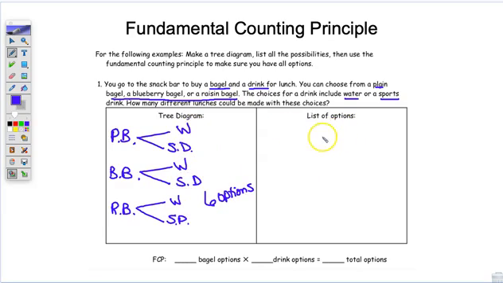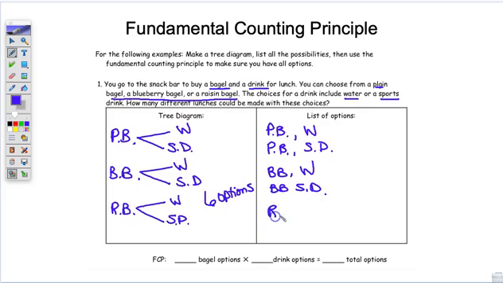Now if we want to list all of them out using words, you can do that. I'm still going to use PB for plain bagel and W for water. There's one choice. And I'm simply reading along my branches. So if I go back to the plain bagel and I go the other direction, I have the choice of getting a sports drink. Moving on to blueberry bagel, I could pair that with water or a sports drink. And finally, the raisin bagel, I could have water with that, or I could instead choose a sports drink. Again, there are 6 options.